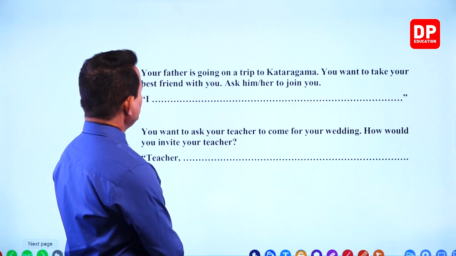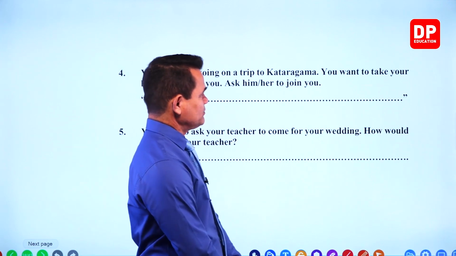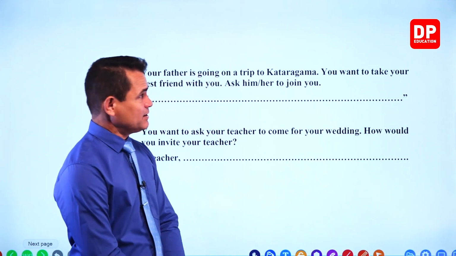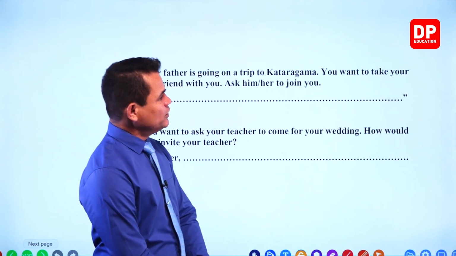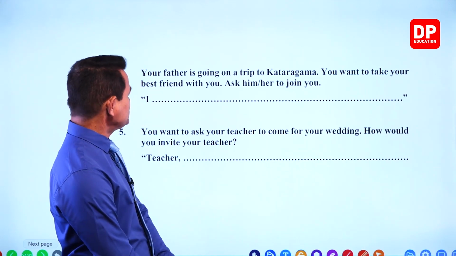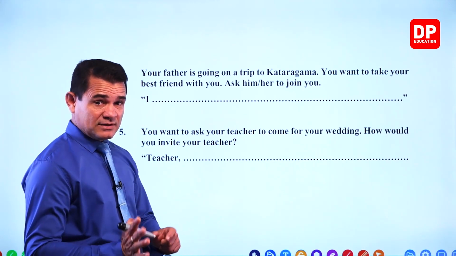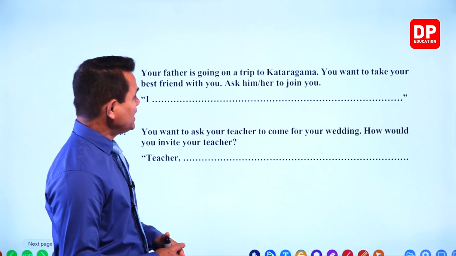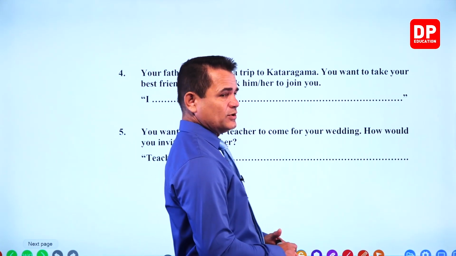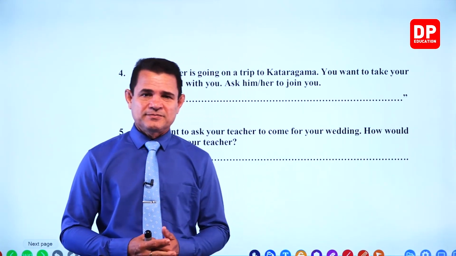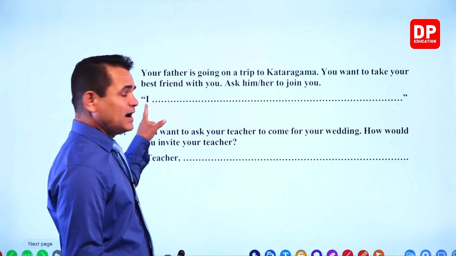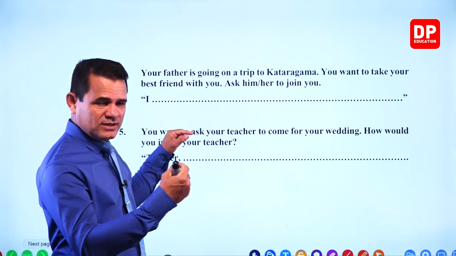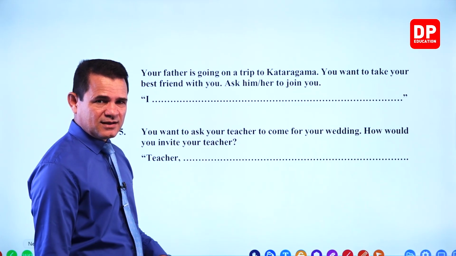Your father is going on a trip to Kataragama. ඔයාගේ තාත්තා දැන් කතරගම යනවා. You want to take your best friend with you. ඔයාට ඕනේ ඔයාගේ best friend එක්ක යන්න. Ask him or her to join you. ඔයා එයාට එකතු වෙන්න කියලා කියනවා. Start with I. කොහොමද invite කරන්නේ trip එකට යන්න කියලා.